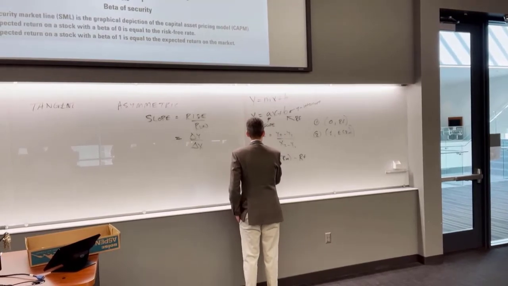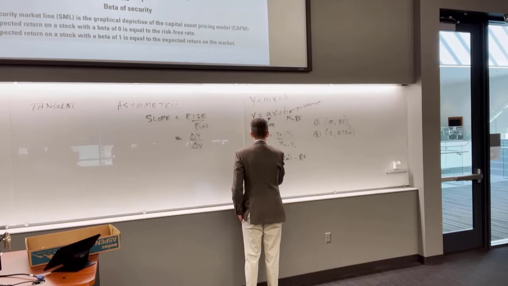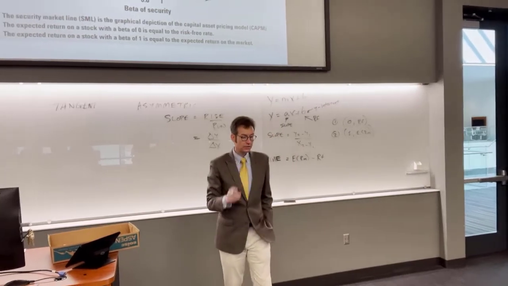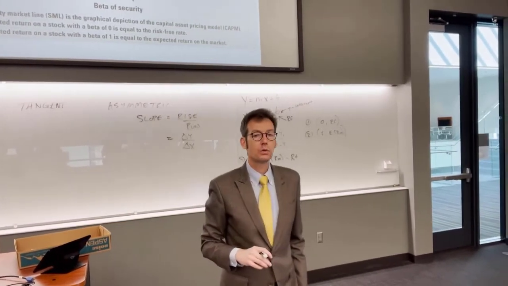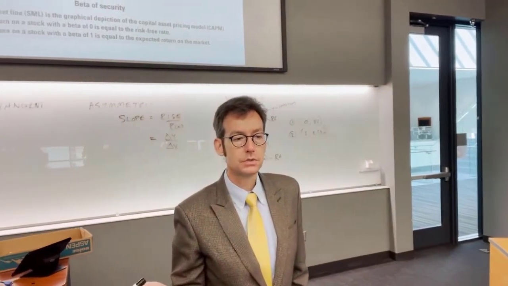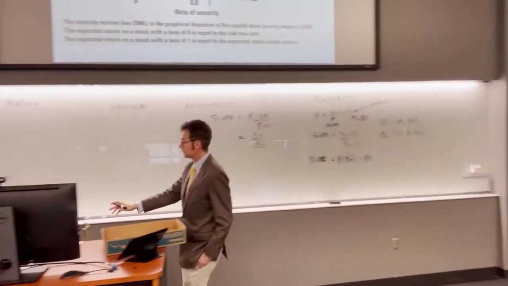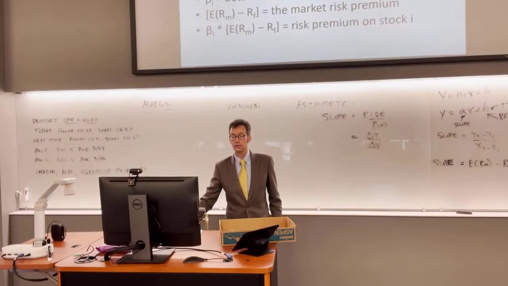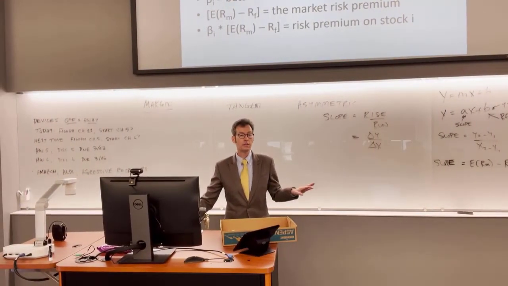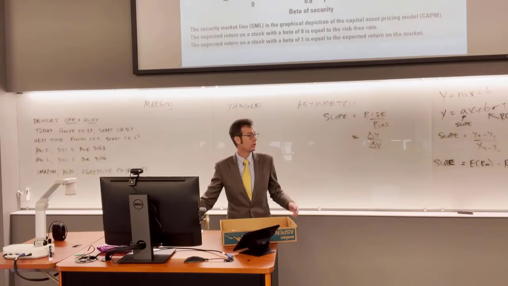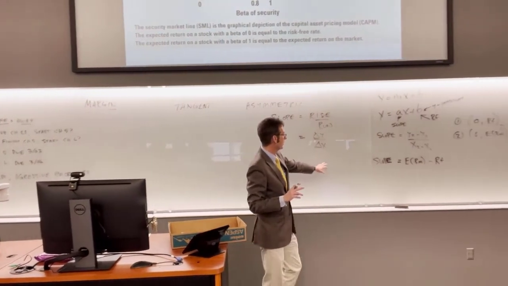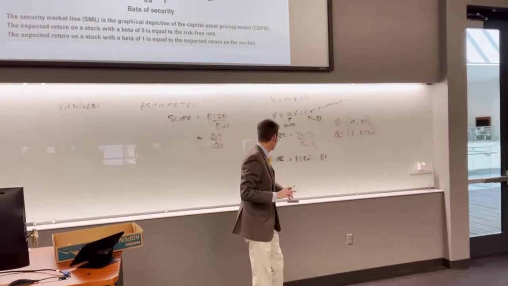Now, this is a question that students will see on the exam, and I'll say, what is the slope of the security market line? Students will always say it's beta. And the reason that they do is because of the traditional way that we write the equation. The way that we write the equation is a little funky. So if you are asked what is the slope of the security market line, it's this thing right here.